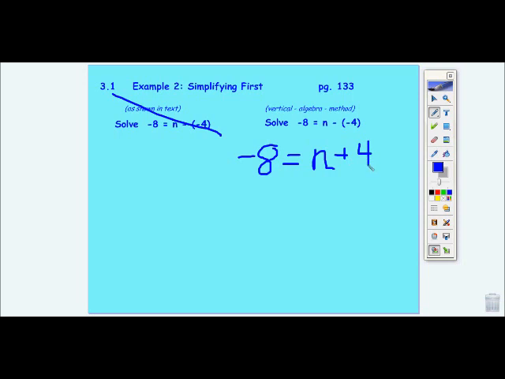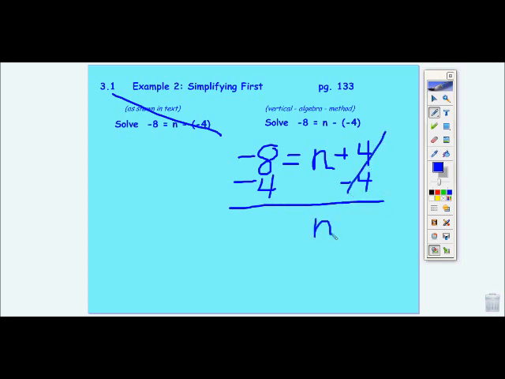This is why you don't want to always change everything into plus or add the opposite. You're going to get too many signs and you're going to get confused on the balanced equation stuff. Now I have a simplified equation. I need to get my variable by myself. So instead of adding 4, I'm going to subtract 4 or combine it with a negative 4.